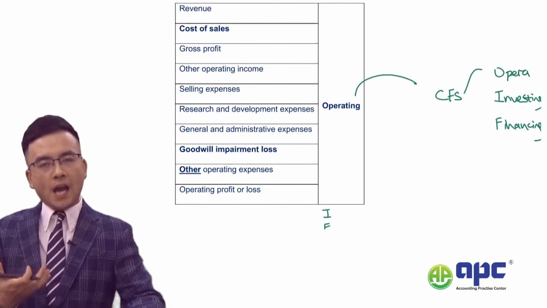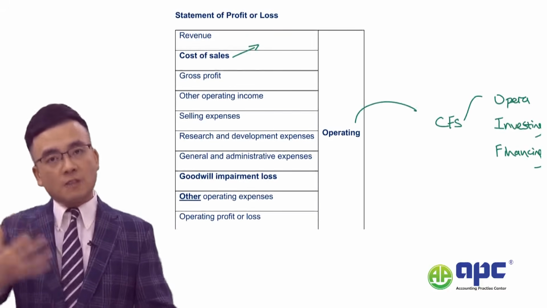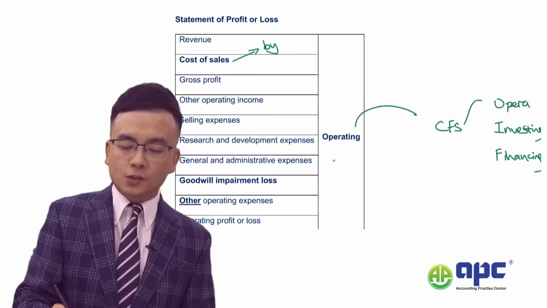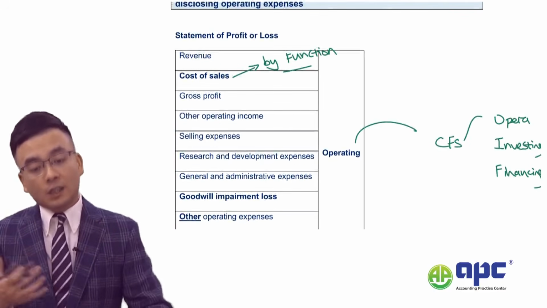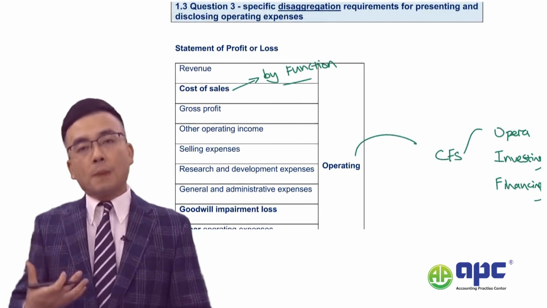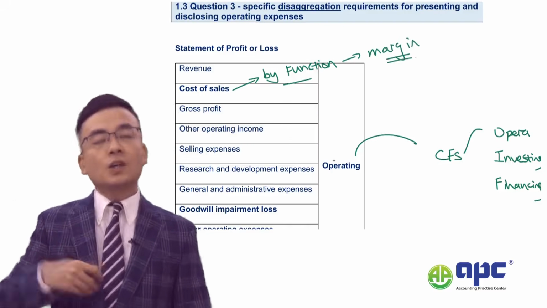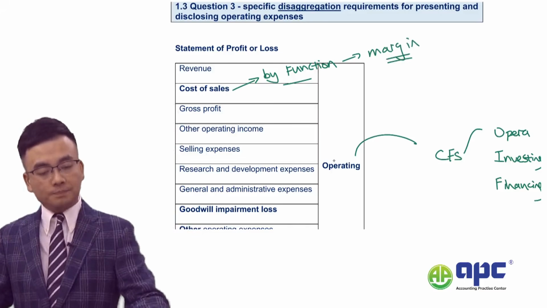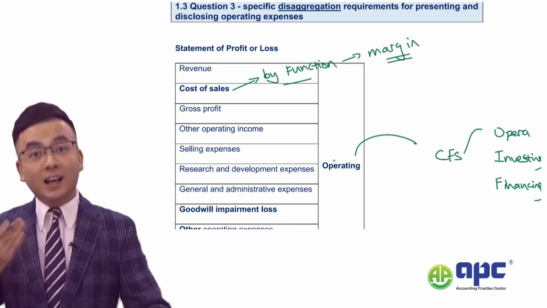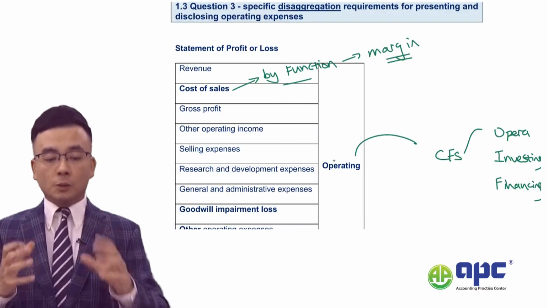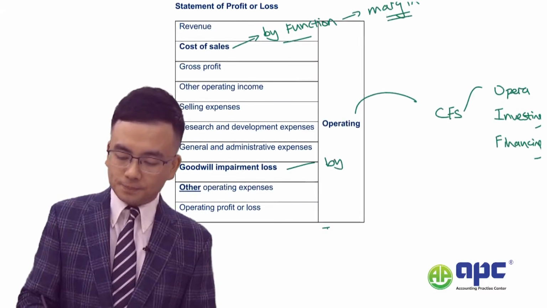Now, when we are preparing the P&L, we can include the cost of sales figure. If you decide to do that, we are saying that we are using the by function way to prepare the P&L. The advantage of the by function way is that it better enables investors to calculate margins. At the same time, the IASB does allow you to prepare the P&L by a mixture of by function and by nature.